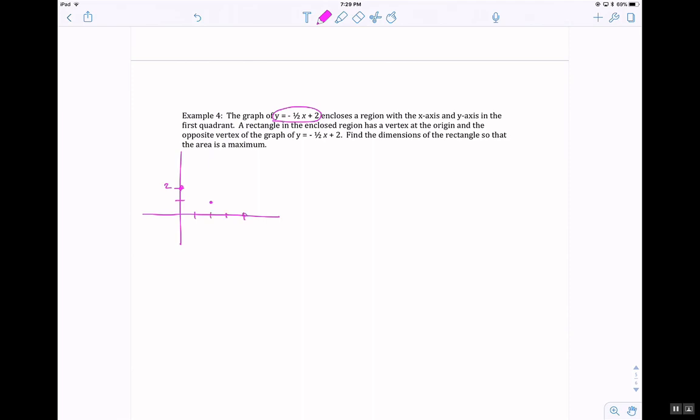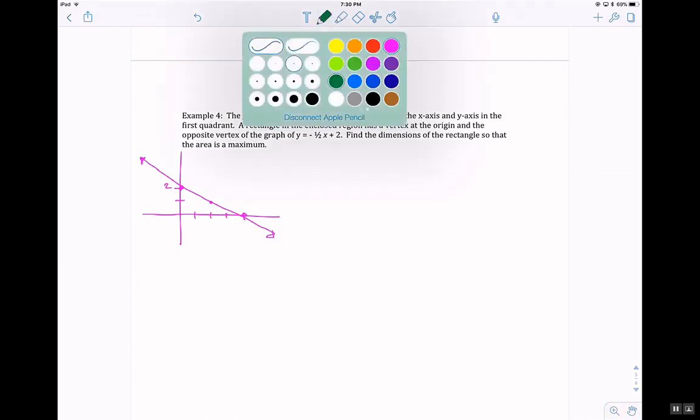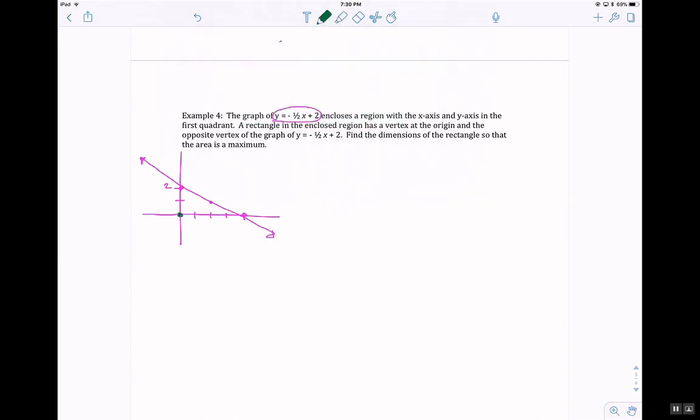So here's 2, down 1, over 2, down 1, over 2. So my graph looks something like this. And what I'm trying to do is make a little rectangle. One of the vertices is at the origin. It's something like this maybe. So the area of that rectangle is a maximum.